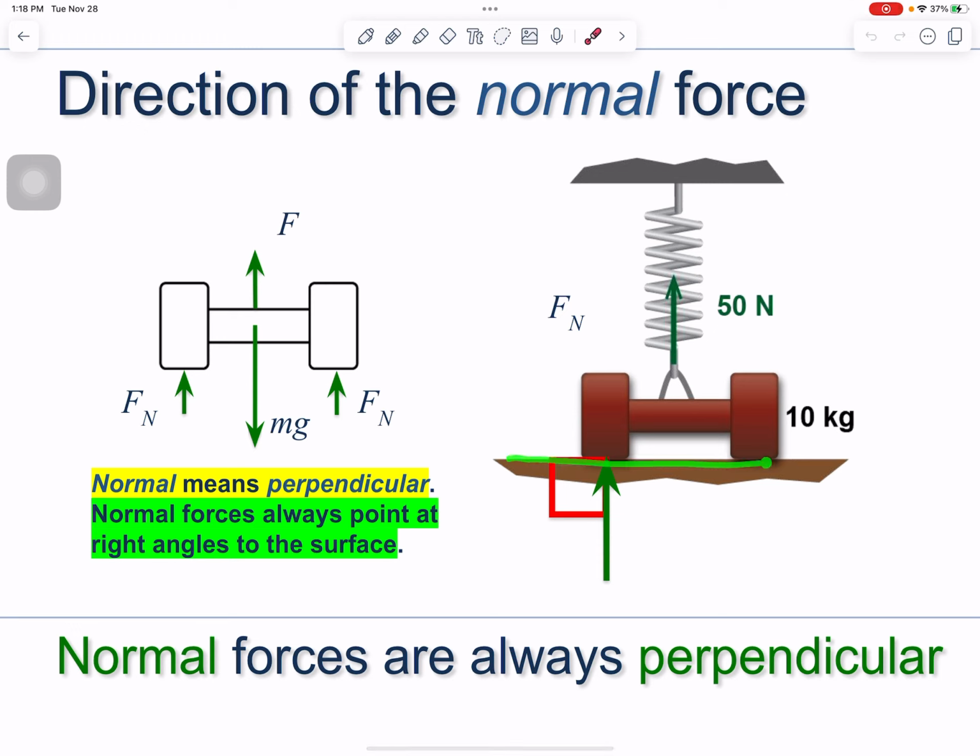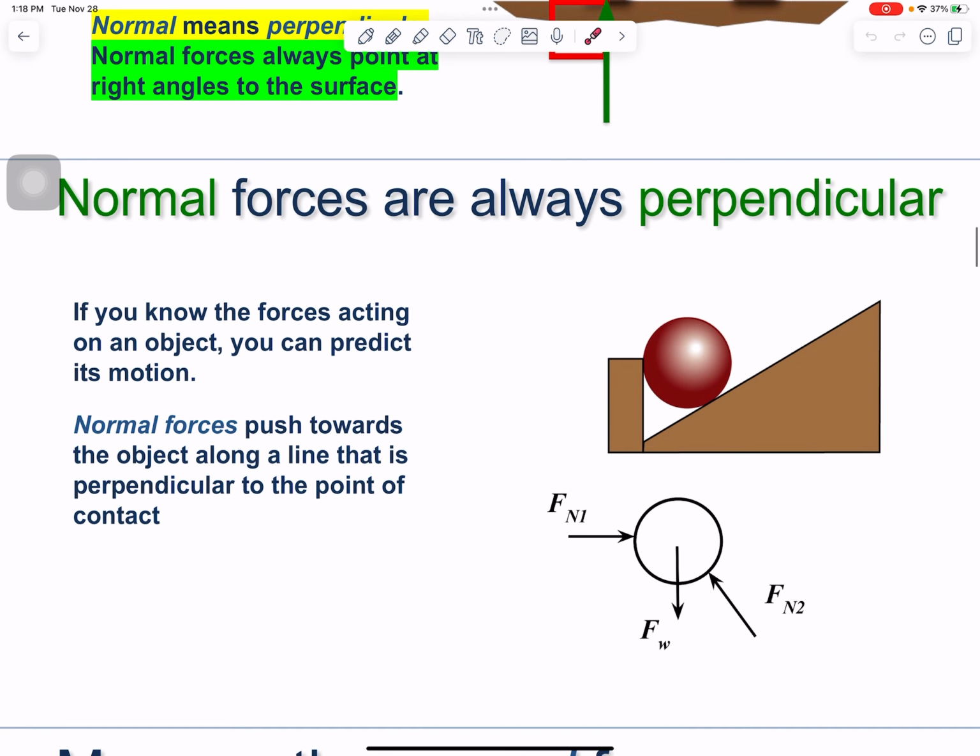So when my surface is horizontal, my normal force is either going to point straight up or straight down, depending on where the object is. The thing that's essential to keep in mind is that normal force means perpendicular to the surface. And the idea that we've been looking at is that if you know the forces acting on an object, you can predict its motion.